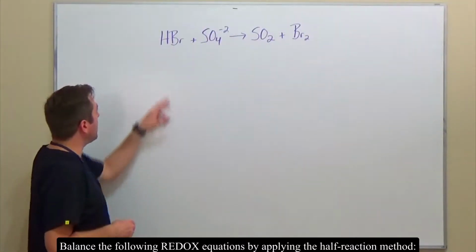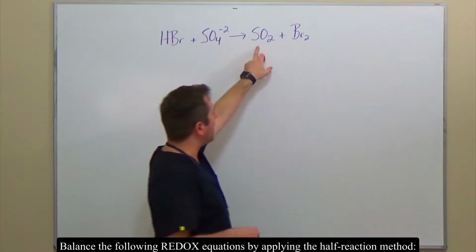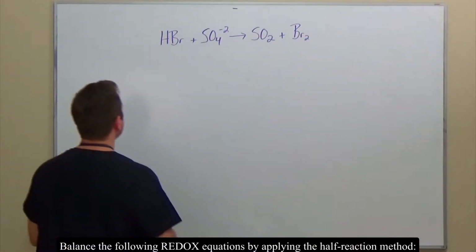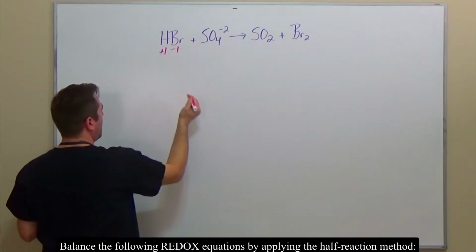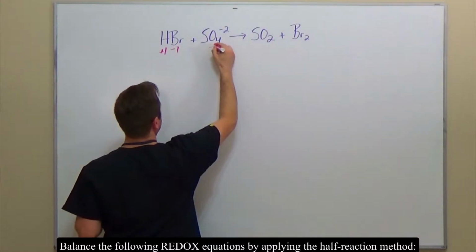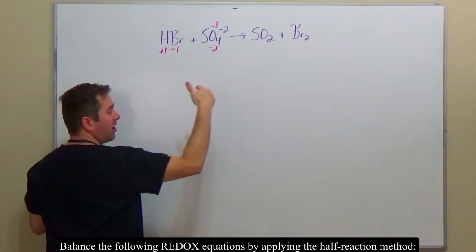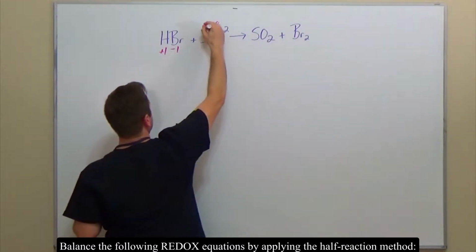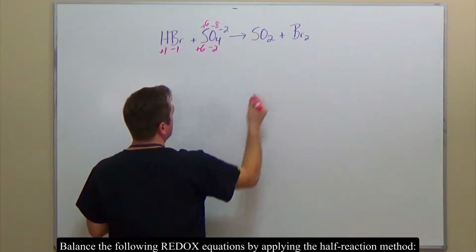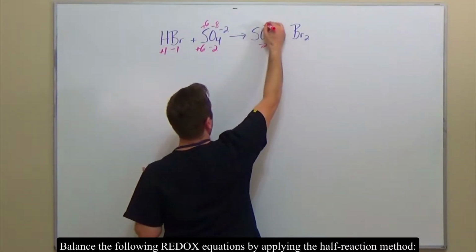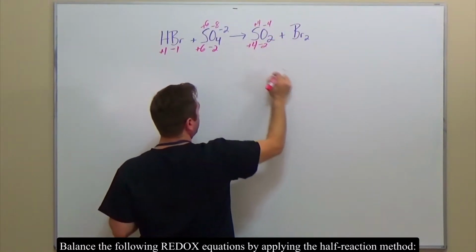Okay, for this reaction we have hydrobromic acid reacting with sulfate ion to yield sulfur dioxide and bromine gas. You know the process. Bromine's group 7, so -1. Hydrogen's +1. Here in the sulfate, each oxygen is -2. So overall, a -8. Now notice we have a net of -2. So that means that this sulfur has to be a +6. Over here, this oxygen would be -2 for a total of -4. So that means that the sulfur is +4 here.